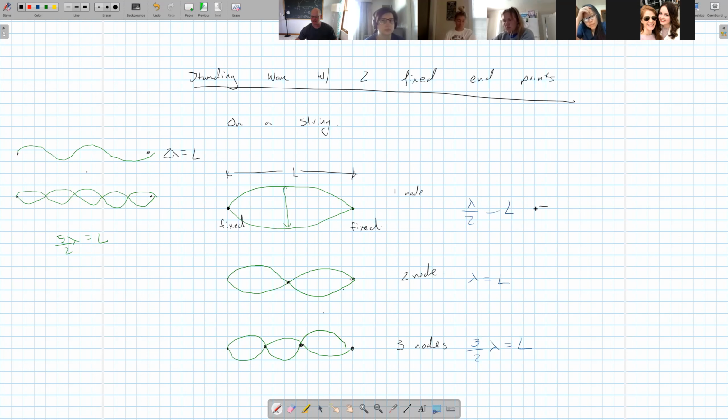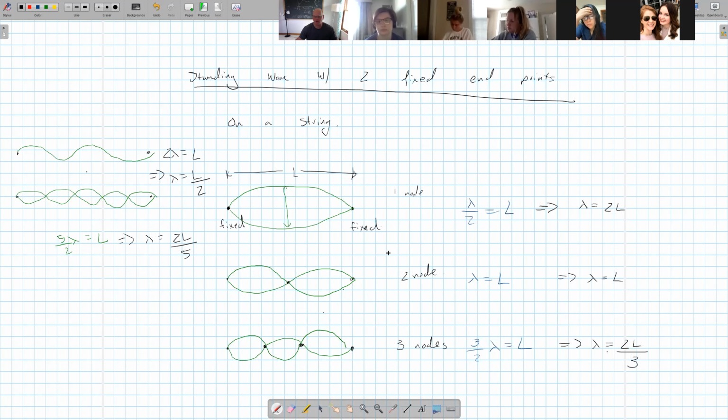From each one of these, this one tells me then that what? The wavelength is equal to twice the length of the string. This one tells me that the wavelength is equal to the length of the string. This one tells me the wavelength is equal to twice the length of the string divided by 3. This one then tells me that what? The wavelength is equal to the length divided by 2. This one tells me that the wavelength is equal to twice the length divided by 5.